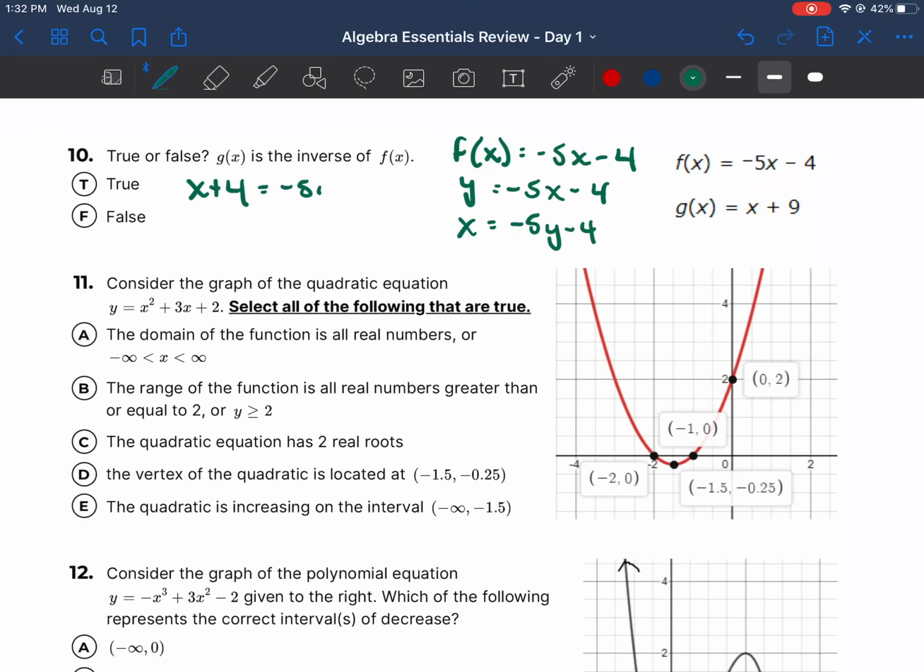equals negative 5y. And then you're going to notice when trying to isolate y, we have to divide negative 5 on both sides of the equation. So we would end up getting that x plus 4 divided by negative 5 equals y. But that isn't what we're getting here. They're not equal to each other. So this would be false. g of x is not the inverse of f of x.